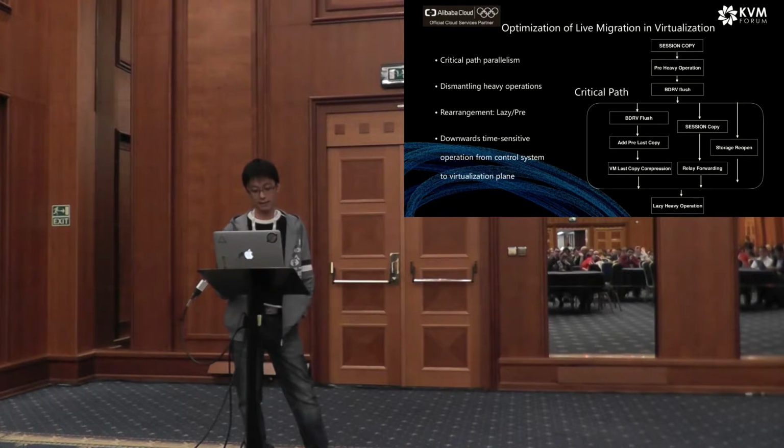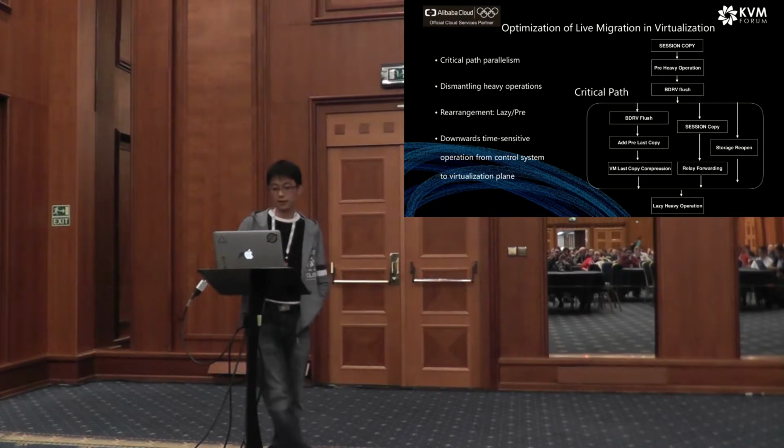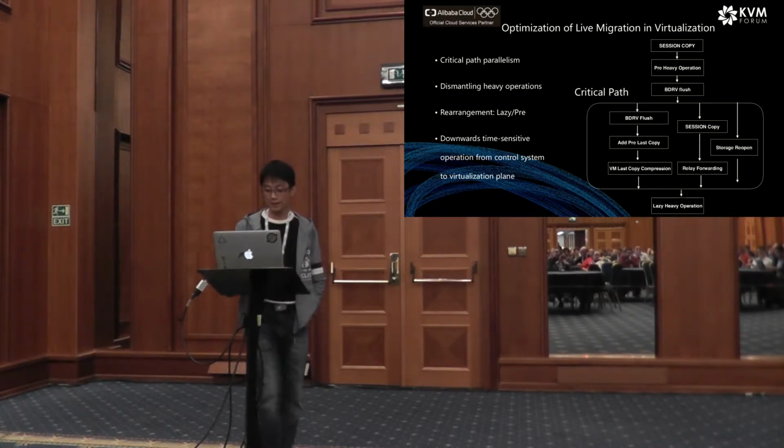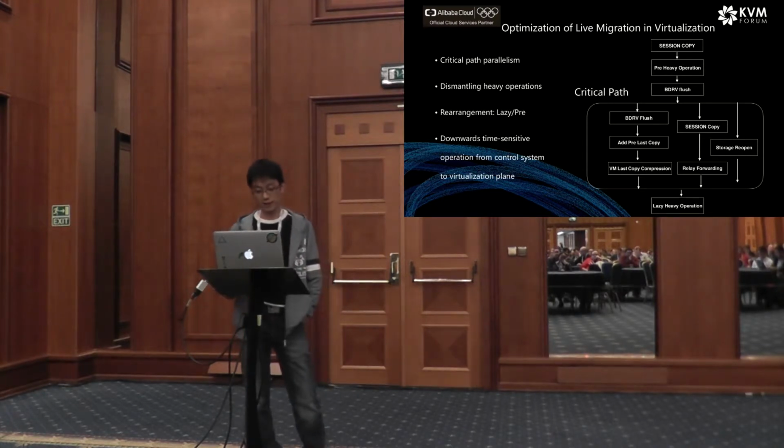In the virtualization layer, we also add a pre-last copy state. This is used to make the VM downtime stable, especially when the VM has a sudden surge of load when we try to switch the running host. Unlike QEMU upstream, we do not compress the memory throughout the migration. We only compress the last copy of the memory. This is used to alleviate the CPU impact on the host, and it is also as useful as compressing the memory throughout the live migration.